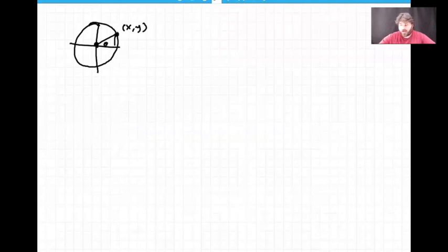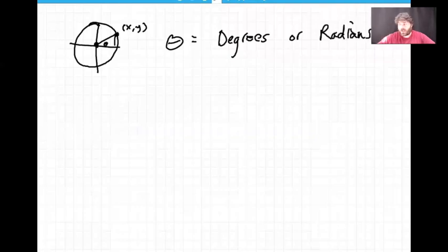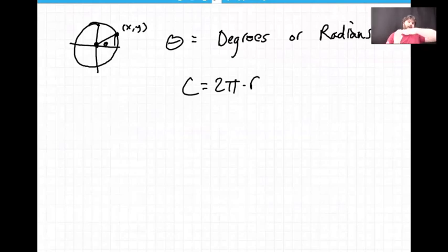Theta can be measured in degrees, or it can be measured in radians. A radian is just a different way to represent an angle. It's sort of an arc length of the radius. Since 2 pi radians fit around a circle, remember from the formula circumference equals 2 pi times r, there's 2 pi of these radius distances around the circle. We can measure this angle formed as we sweep around the circle in terms of pi.